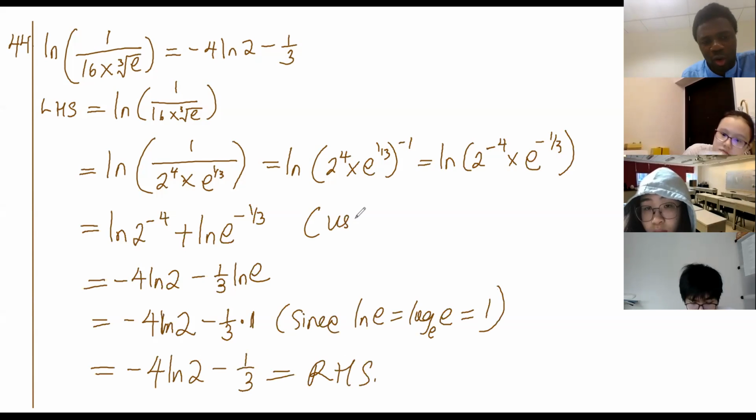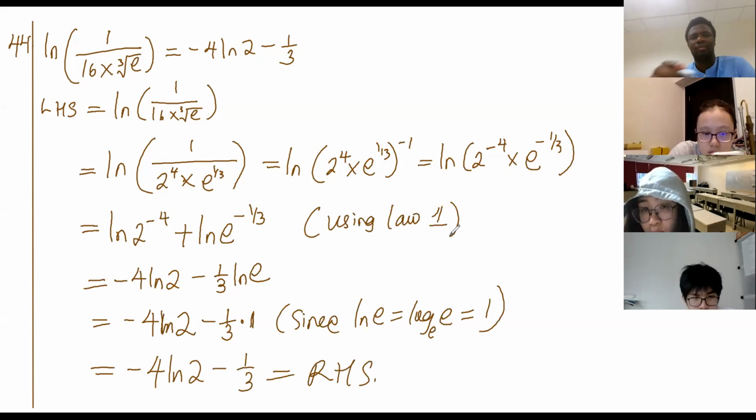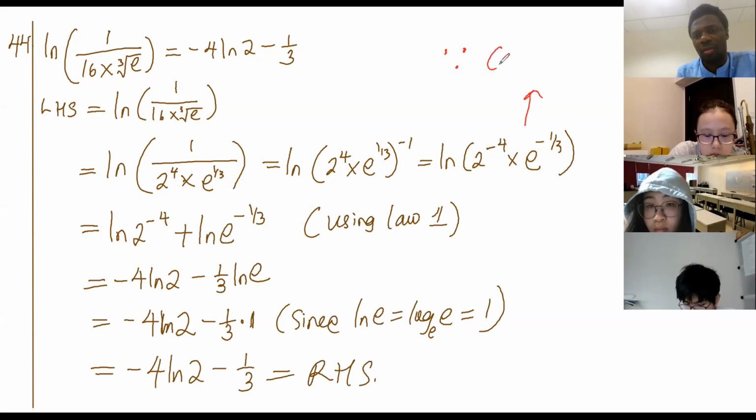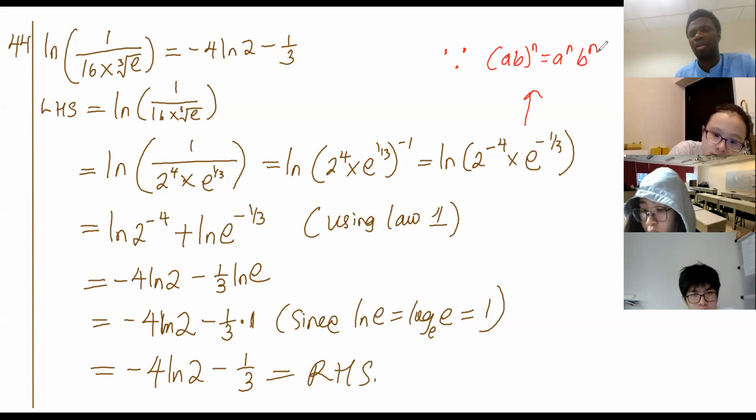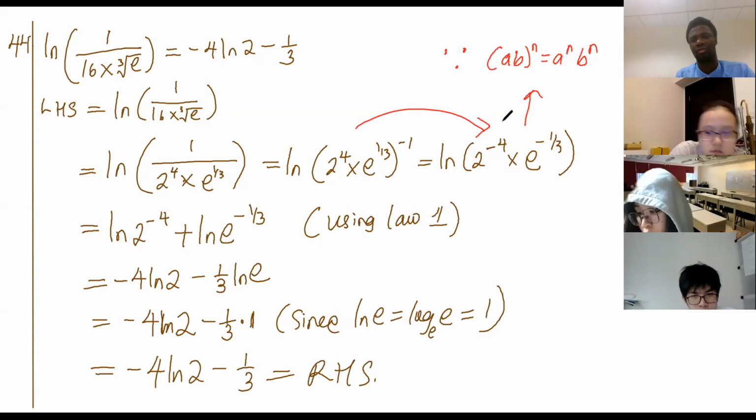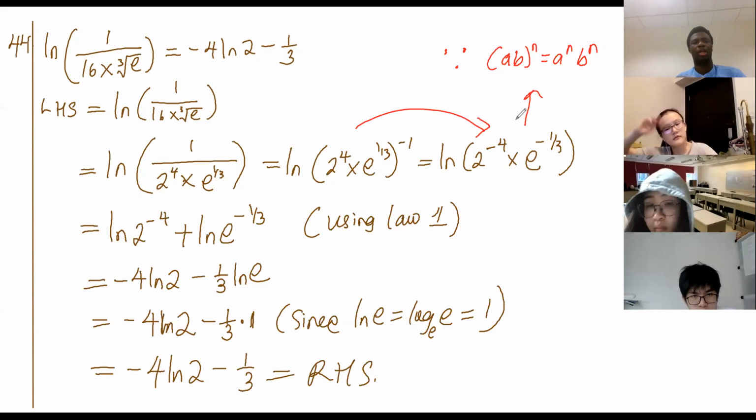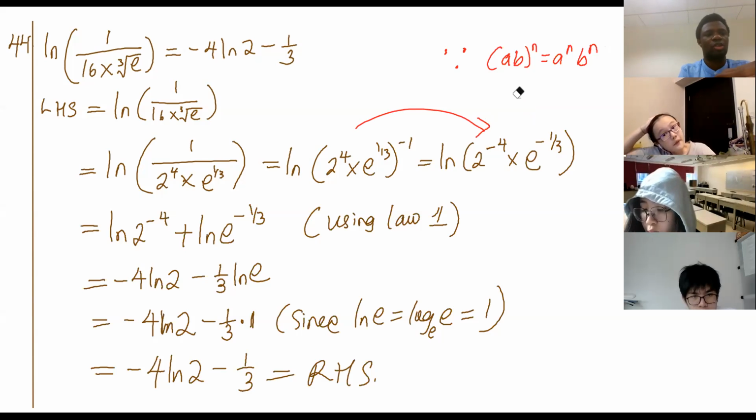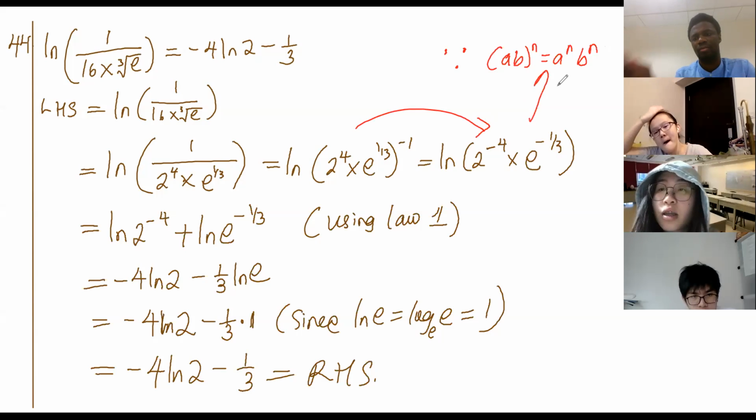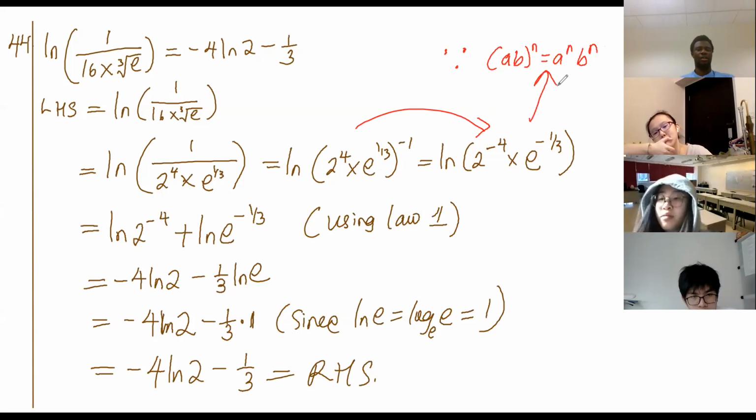This is using law 1. Okay, and we wrote this one because (ab) to power n is a to the n, b to the n. That's the reason for this one, from here to here. That's the reason. Thank you. So Sonia, understood now? Yes, thank you. Good. All right.